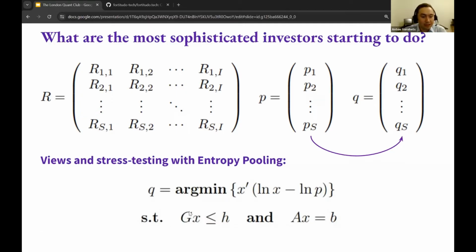So the important point is that these functions can be nonlinear. So it can, for example, be views on variances, but they need to be formulated in a way so they are linear in the posterior probabilities.